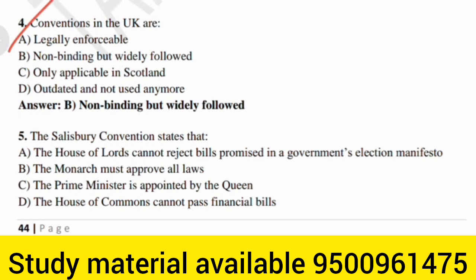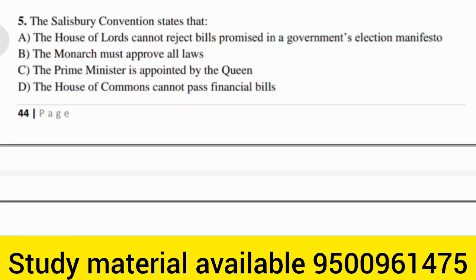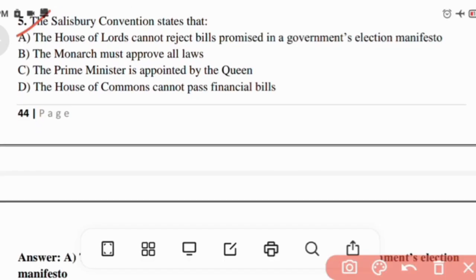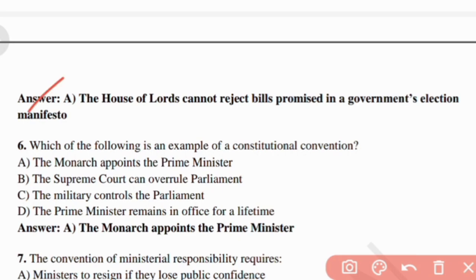Conventions in the UK are non-binding but widely followed. The Salisbury Convention states that the House of Lords cannot reject bills promised in the government's election manifesto. Which of the following is an example of a constitutional convention? The monarch appoints the Prime Minister.